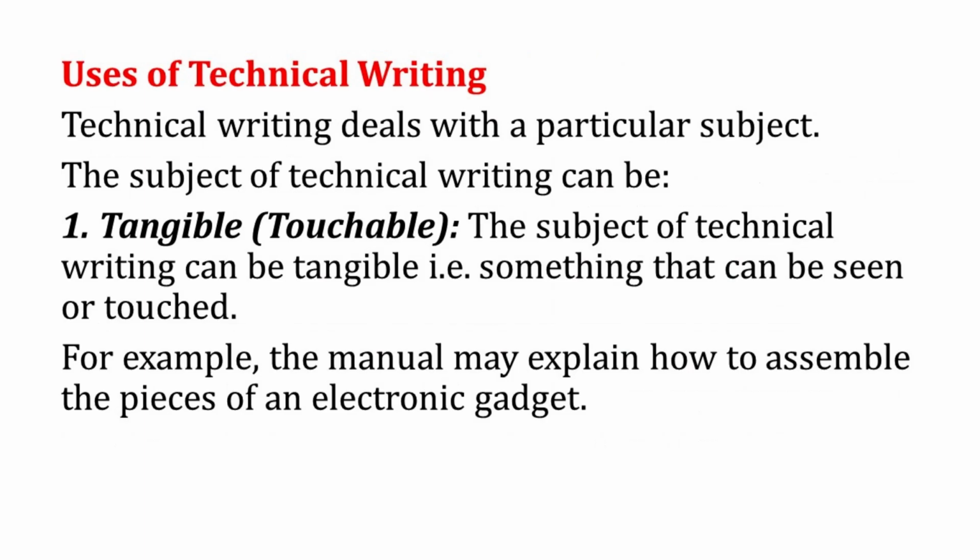Uses of technical writing. Technical writing deals with a particular subject. The subject of technical writing can be: 1. Tangible. The subject of technical writing can be tangible, i.e. something that can be seen or touched. For example, the manual may explain how to assemble the pieces of an electronic gadget.